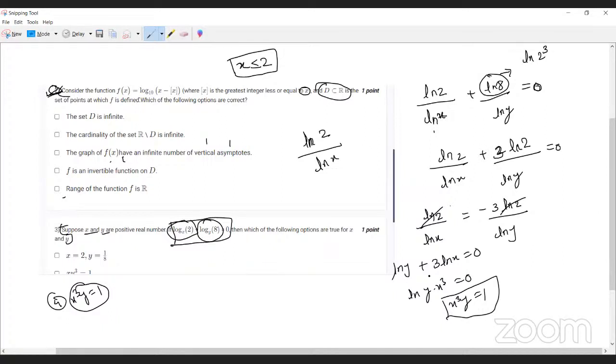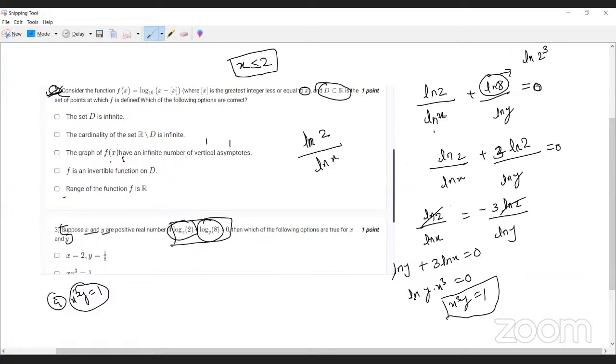So can we do it in a different way also? Anyone? Any other way to do that? Sir, one more doubt on the second last line. We are saying ln of x cube y is equal to 0. Then how are we coming to x cube y is equal to 1?